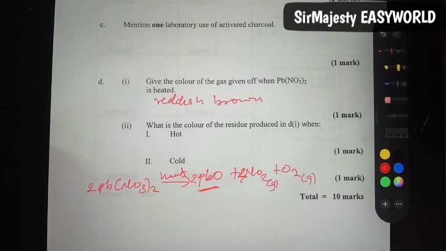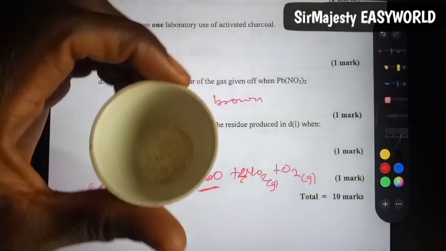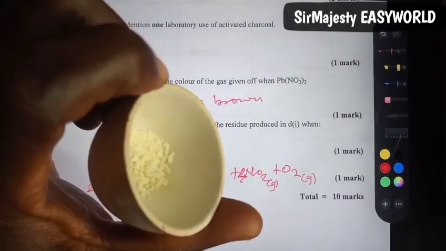Remember that lead 2 oxide is one of the natural ores of lead. I have once extracted lead metal from lead 2 oxide by reducing the lead 2 oxide with lead 2 sulfide. It is an entertaining experiment, though I've not uploaded that on my research. So to understand this question, it's better you heat lead carbonate for you to see the color of lead oxide.